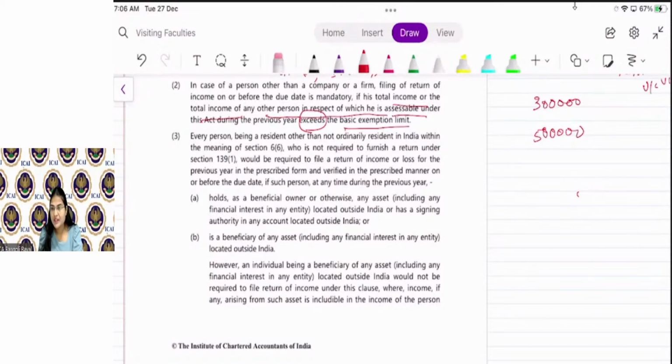Say, for example, I am resident and ordinarily resident in India. My income is 2,10,000 before deduction. So under section 139 subsection 1, I am not required to file my return of income. But say, for example, I am having a house property in USA. So I am holding an asset which is located outside India. In that case, even if my income is less than 2,50,000, I have to file my return of income. Or is a beneficiary of any asset located outside India.